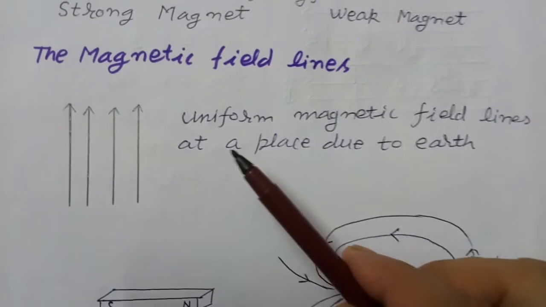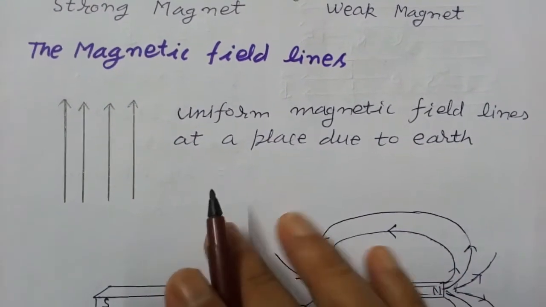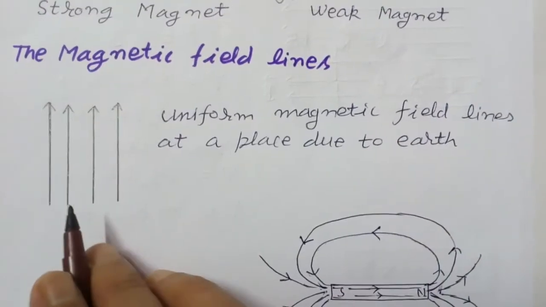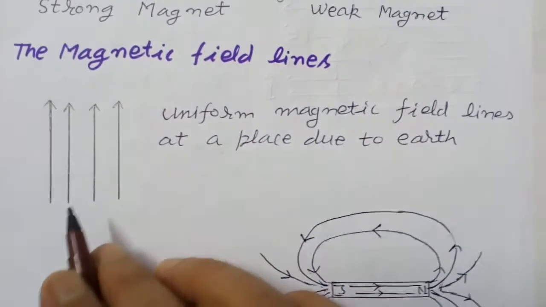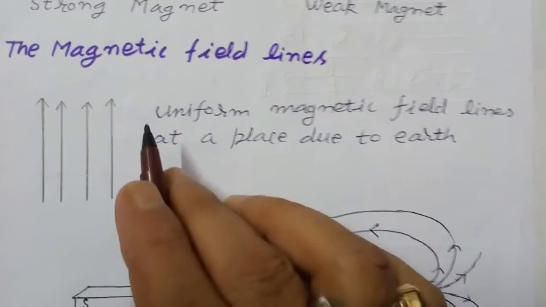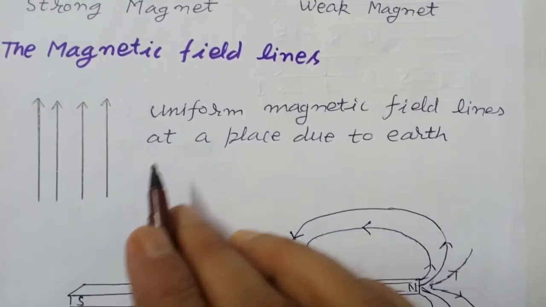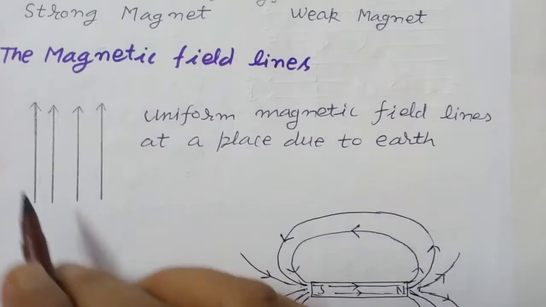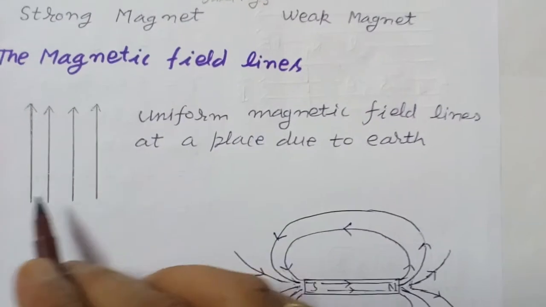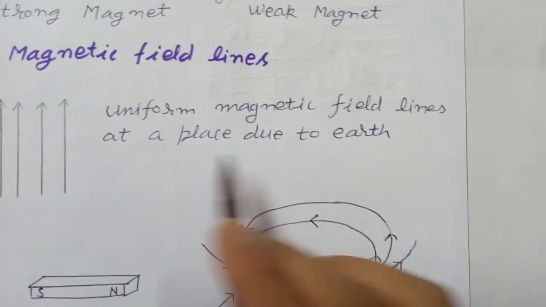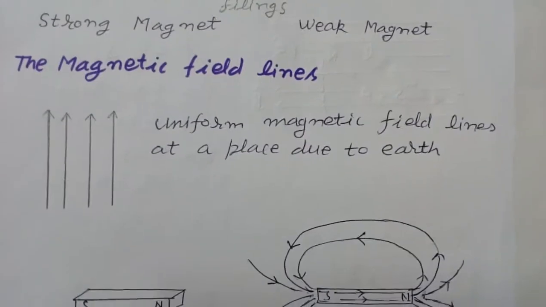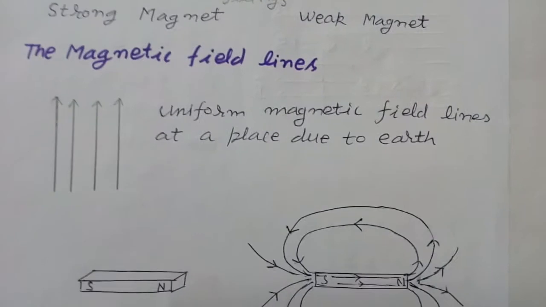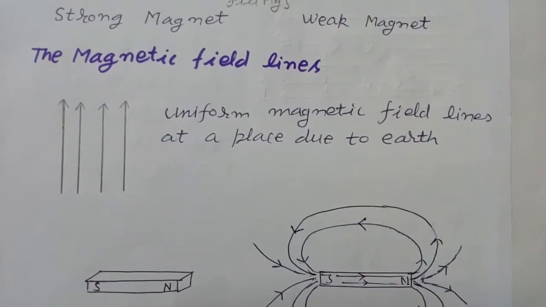At a given place, magnetic field lines due to the earth along horizontal direction are represented by these parallel lines, because for a given place magnetic field is uniform. So these parallel lines are depicting uniform magnetic field lines at a place due to the earth, and their direction is from south pole to north pole, and this is due to the horizontal component of earth.